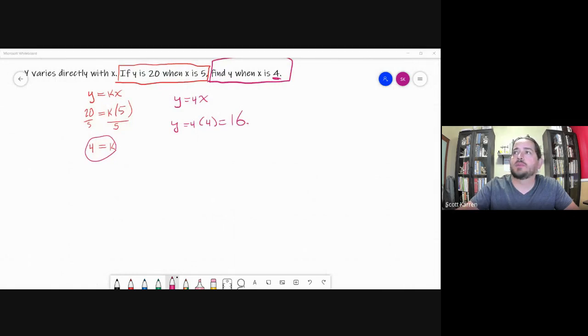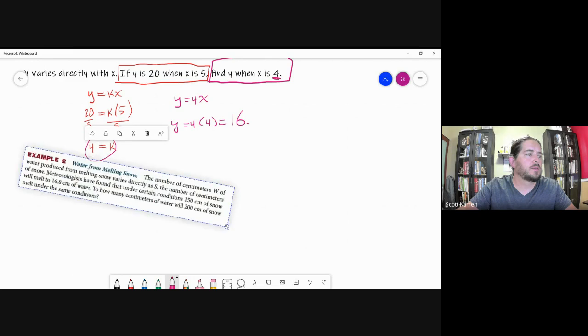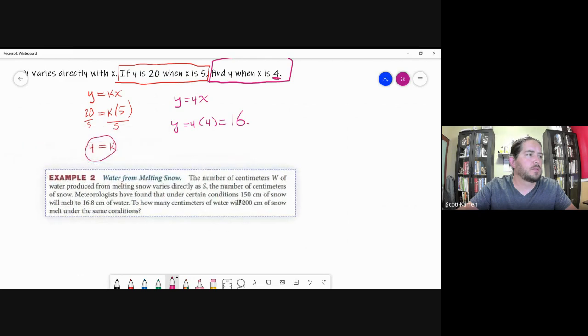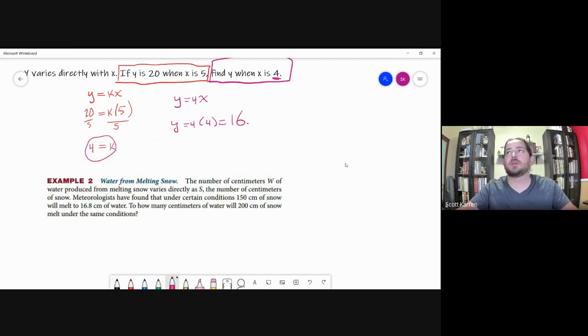Let me grab this one real quick here. I'm going to steal this from the book. There we go. All right, so here's a problem in the book, water for melting snow. Excuse me just one moment.